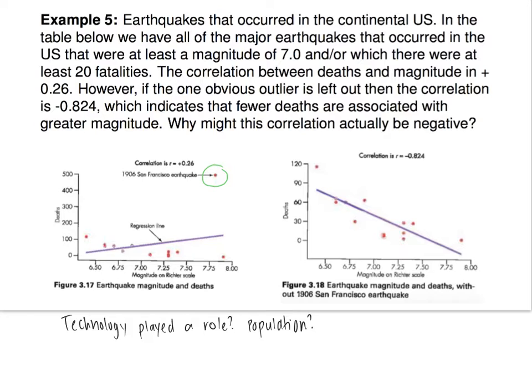Also just observe what happened to the correlation coefficient. So which one is stronger? Is 0.26 stronger or is negative 0.824 stronger? The negative 0.824. Remember, this is closer to plus or minus 1. That's when it's stronger. It means those points are closer to the line. So the correlation got a lot better with that one data point thrown out. So just FYI, that could happen.